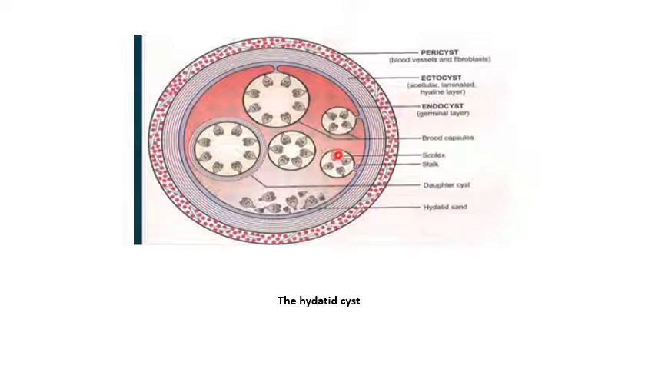This is the hydatid cyst. Pericyst, blood vessels and fibroblasts. This is the ectocyst, an acellular laminated hyaline layer, and this is the endocyst as germinal layer. This is the brood capsules, and this the scolex, actually this is the stalk, and this is the daughter cyst, hydatid sand.